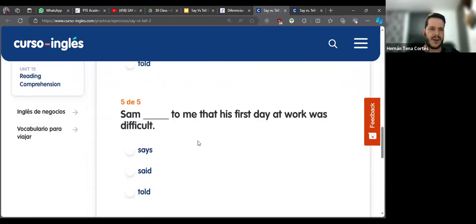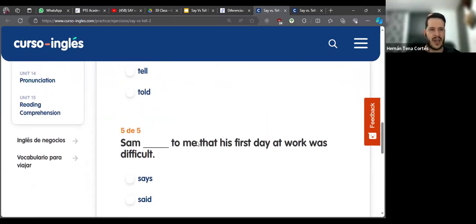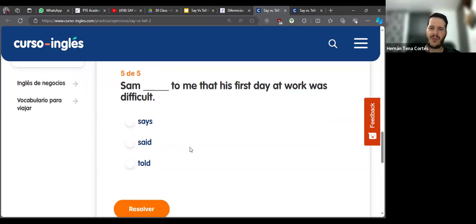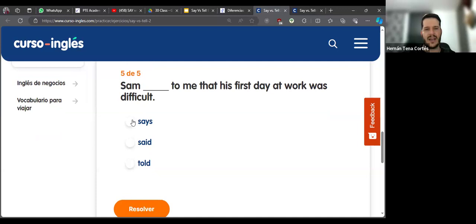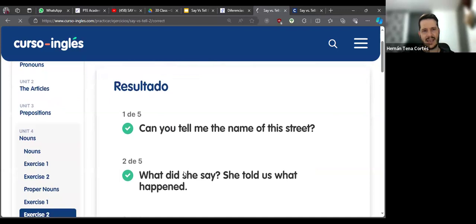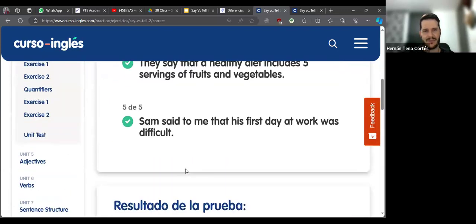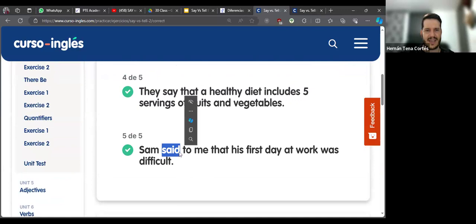All right, the last one here, I'm gonna go with Adri. Adri, help me with number 5. Sam says to me that this first day of the war was difficult. All right. Vamos a ver si es says, pero creo que va a ser ser porque es algo que ya se dijo en el pasado. But let's see what it says. I think we got them all correct here. Sí, aquí vamos a usar ser porque era algo que ya se dijo en el pasado. But you guys did pretty good.